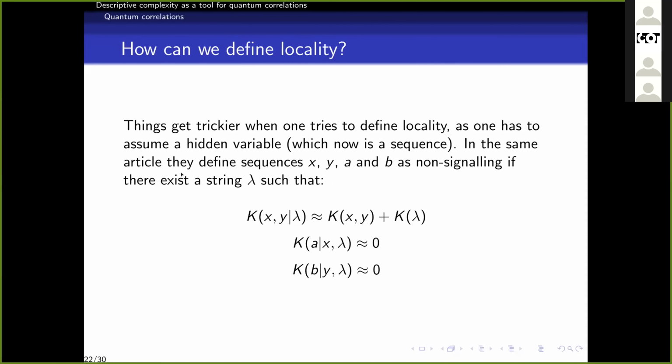So in order to define locality, one has to assume a hidden variable in order to reproduce a hidden variable model. So they will say it's on the same arc. You say that a sequence is non-signaling if there exists a sequence lambda such that the complexity of xy given lambda equals the complexity of xy plus the complexity of lambda, and the complexity of A, Alice's output given Alice's input and the hidden variable, is 0. It means that given X and the hidden variable, it's trivial to calculate A, and given Y and the hidden variable, it's trivial to calculate B. This means that this is a hidden variable model. So that would be the second definition I want to tell you about.